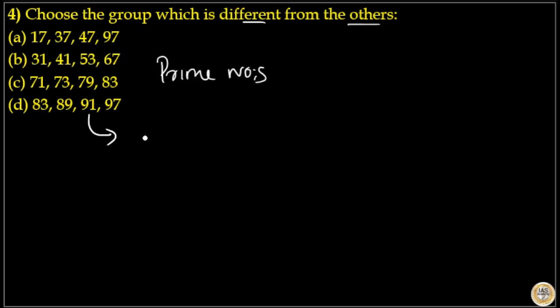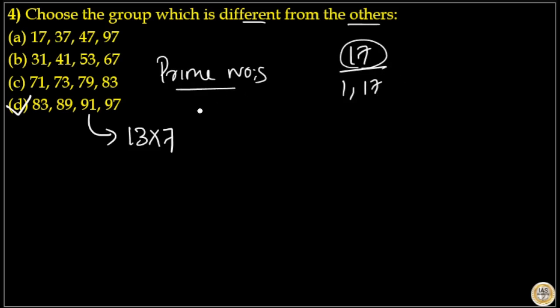Here 91 can be written as 13 into 7 is equal to 91. All others are prime numbers. So option D is your answer. Prime number means, in the case of 17, 17 can be divisible by 1 and 17 only. So there is no other factor for 17. So that is called a prime number. So here option D is your answer.